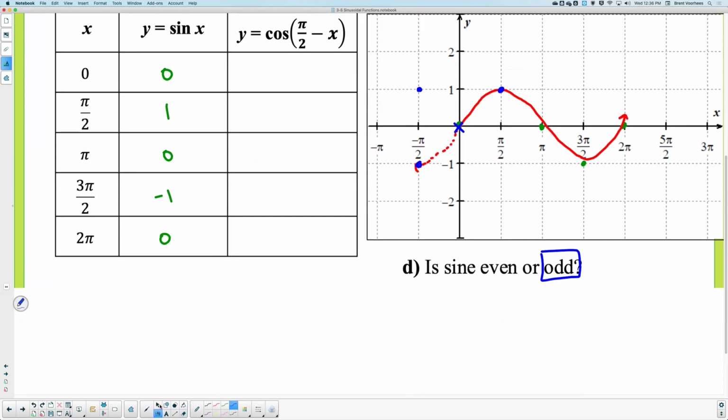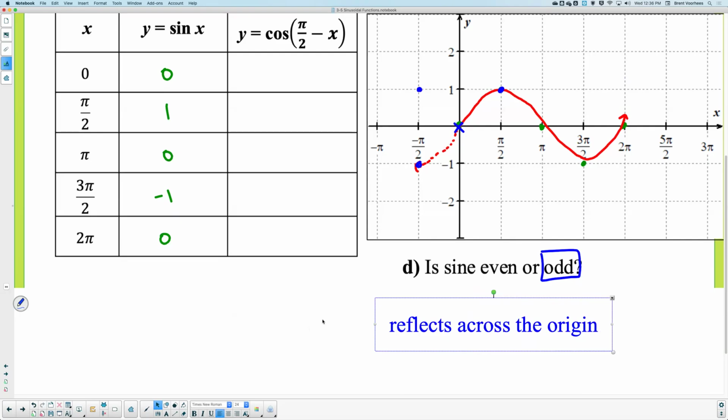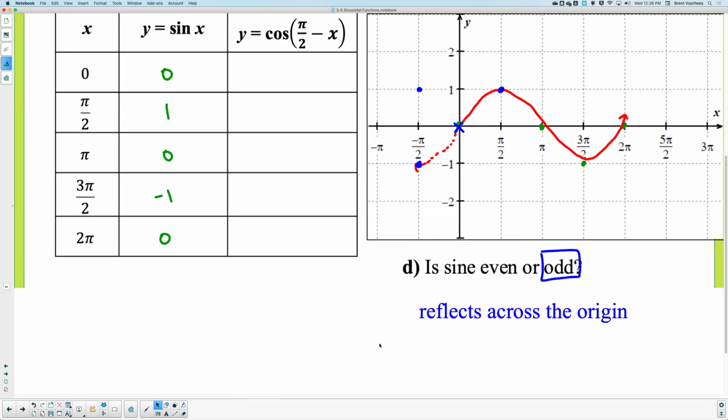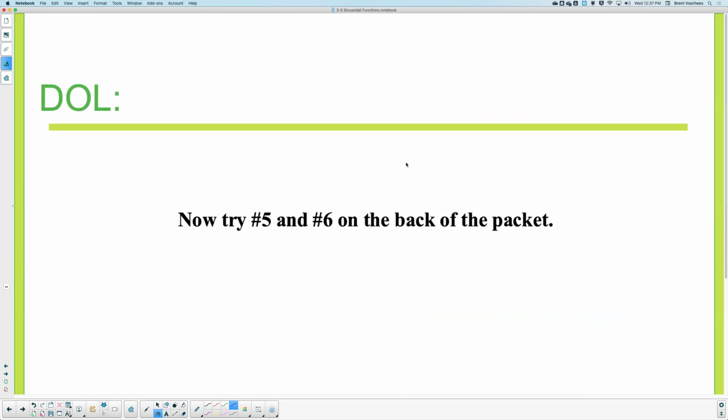I'll put that one more time. Reflects across the origin. That's what it means to be odd. The cosine values, if you plug that in, you'd get the same exact values as sine. The cosine of pi over 2 minus x, if you plugged in these x values, you'd get the same exact values. So with that, I want you to go try one. We're going to try number 5 and then number 6.